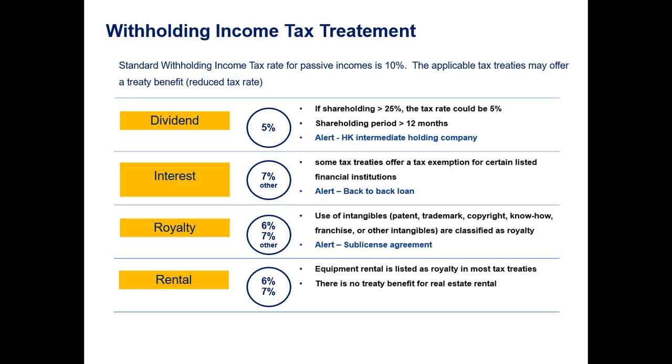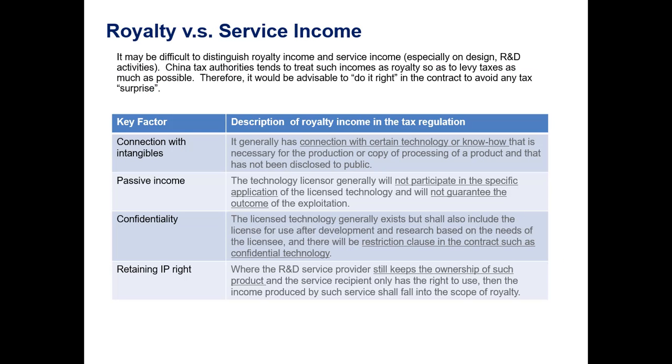Rental here refers to equipment rental. Equipment rental is listed as royalty in most of the tax treaties, and basically there is no tax treaty benefit for real estate rental. So for royalty, we need to discuss it, since in most of the real cases we encountered before, some foreign companies are signing design, engineering, R&D contracts with a local customer. They will provide some design, R&D services to the local buyer and will receive such incomes.